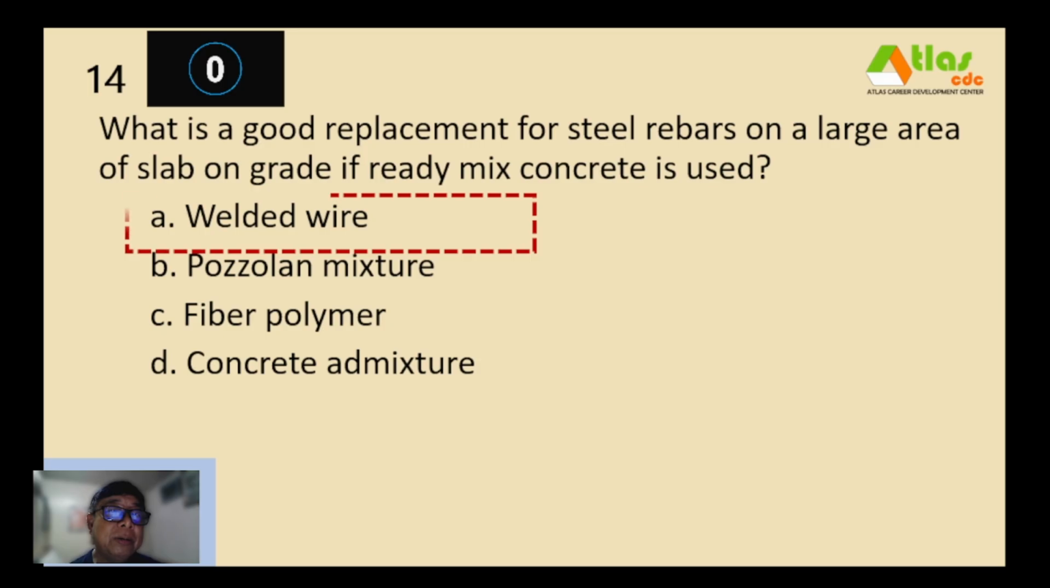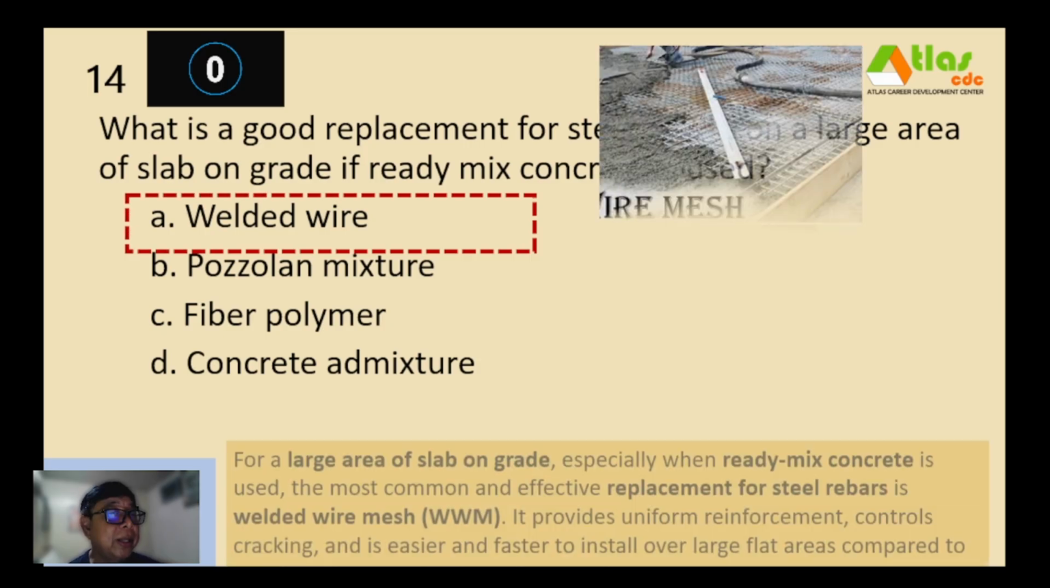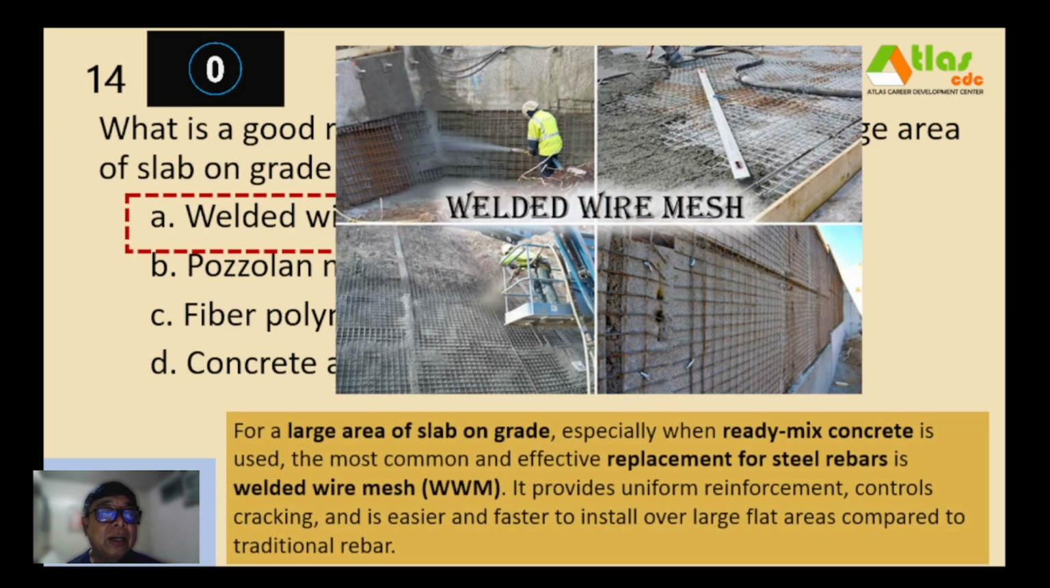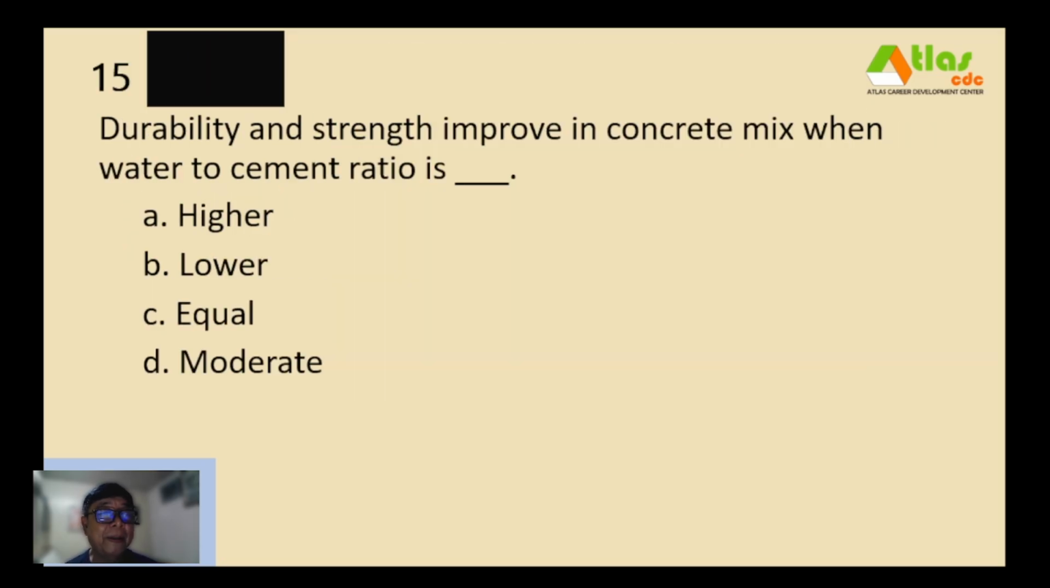And our correct answer is letter A, welded wire. Now, for a large area of slab-on-grade, especially when ready-mix concrete is used, the most common and effective replacement for steel rebars is welded wire mesh. It provides uniform reinforcement, controls cracking, and is easier and faster to install over large flat areas compared to traditional rebar.